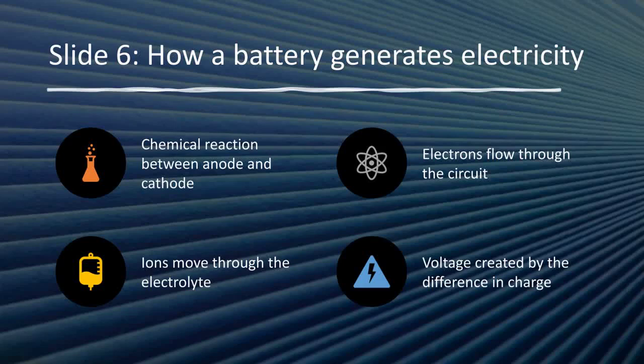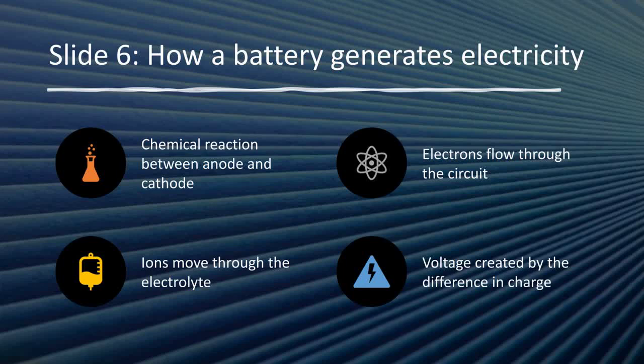The process of generating electricity in a battery is a result of a chemical reaction between the anode and cathode. As the anode releases electrons into the circuit, the cathode accepts these electrons, and ions move through the electrolyte. This process creates a voltage, which is the difference in charge between the anode and cathode.